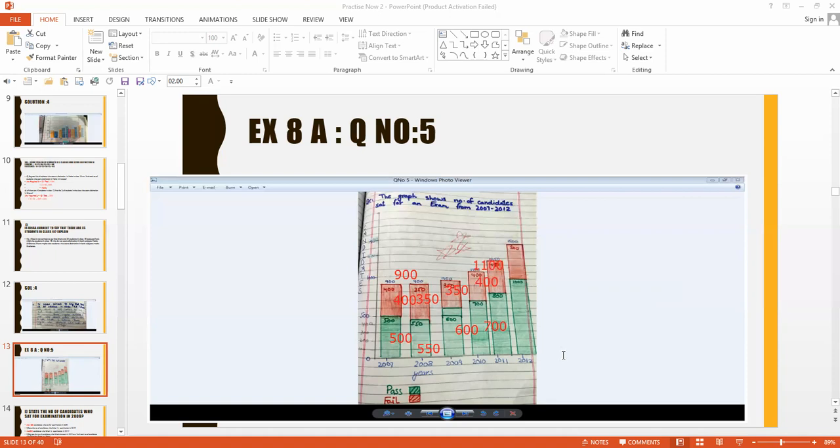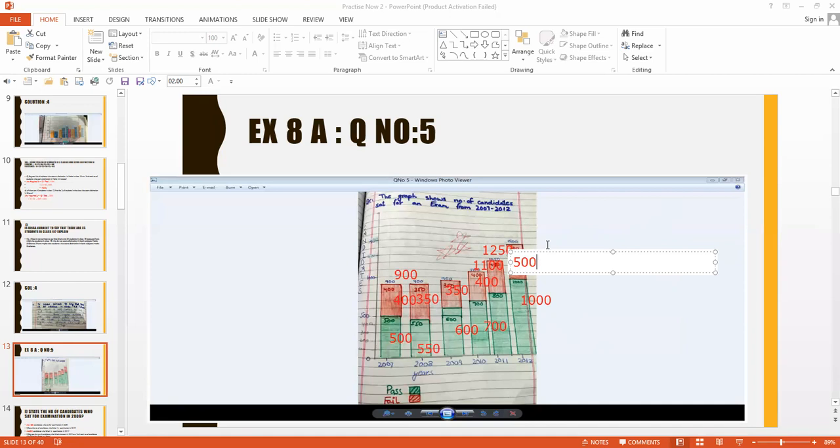Now we move towards the next year, 2011. Pass students are 800 and the failed students are 450, so the total is 1250. In 2011, total students are 1250. From the book, you can easily see all those values. Similarly, in 2012, the pass students are 1000 and the failed students are 500, and the total one is... wait.